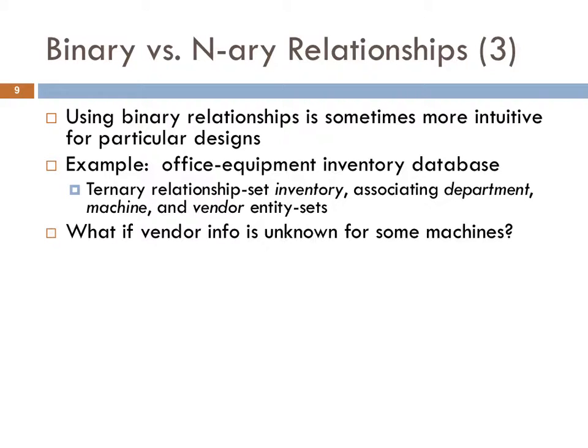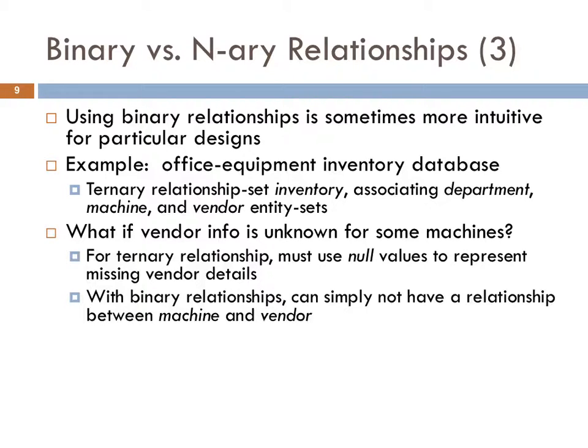So what if you don't know a vendor for a machine? Maybe you have a little printer and you're like, well, this printer doesn't really require a vendor, so I don't have a vendor for this. Well, then you have to ask yourself, does it make sense to have a ternary relationship between all of these things, or does it make sense to have a couple of binary relationships? Okay?